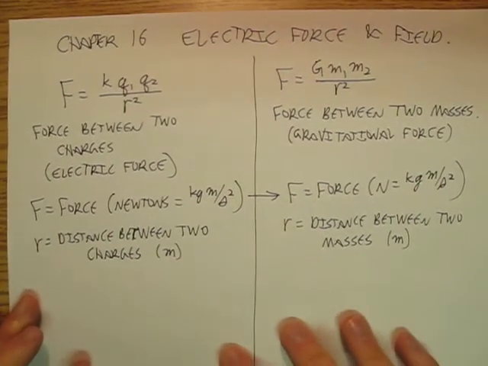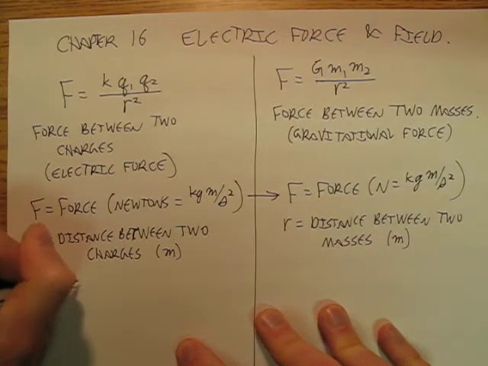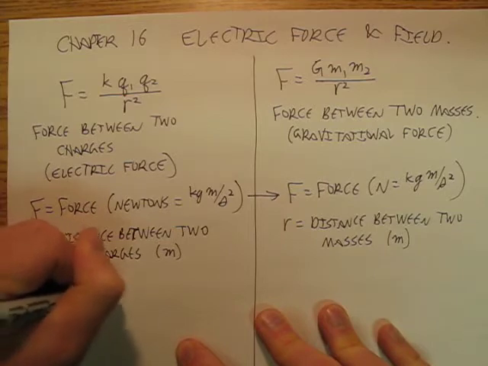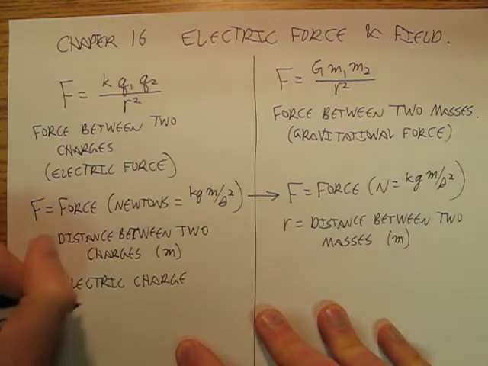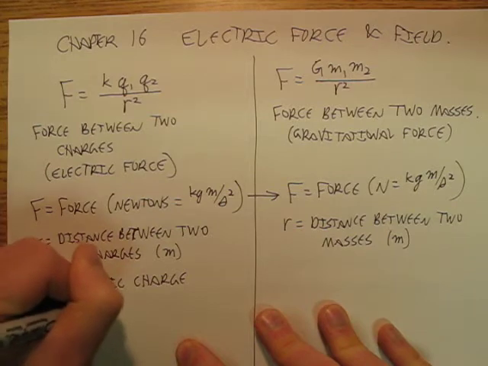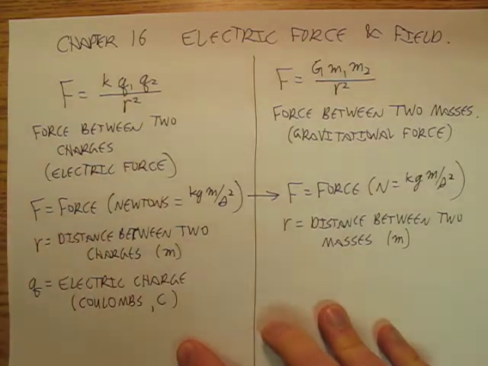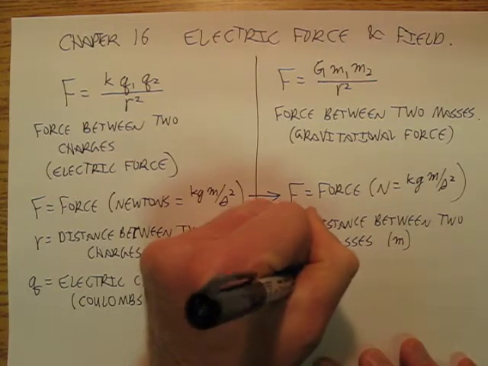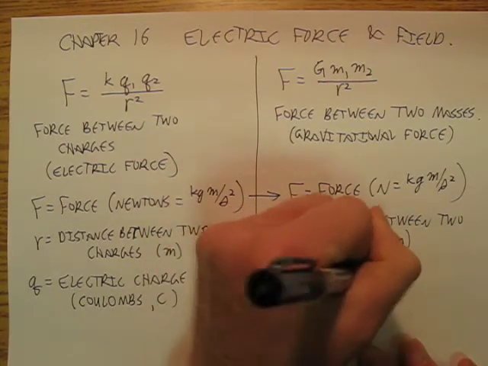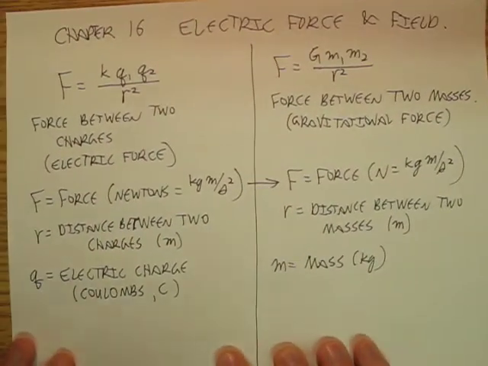And now here's where we get the difference. We say Q is an electric charge, and that's measured in coulombs, which we're just going to say is capital C. And over here, M is mass, measured in kilograms.